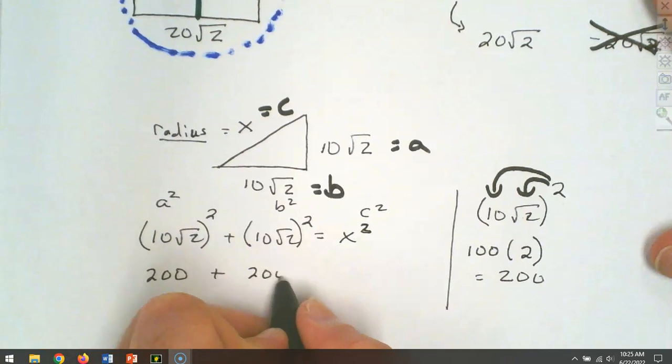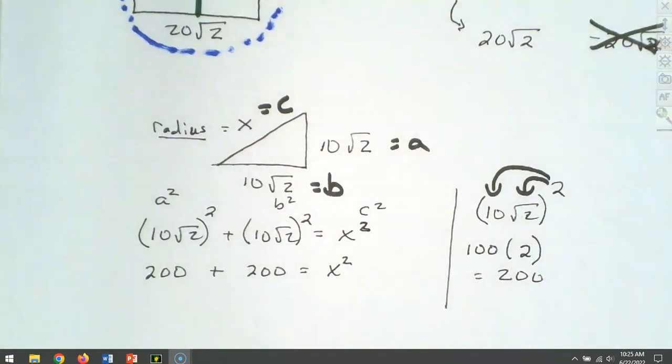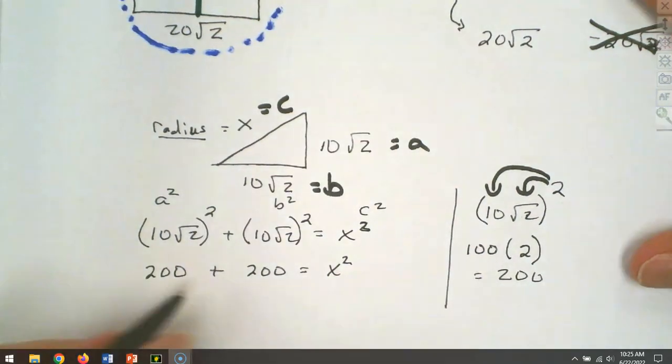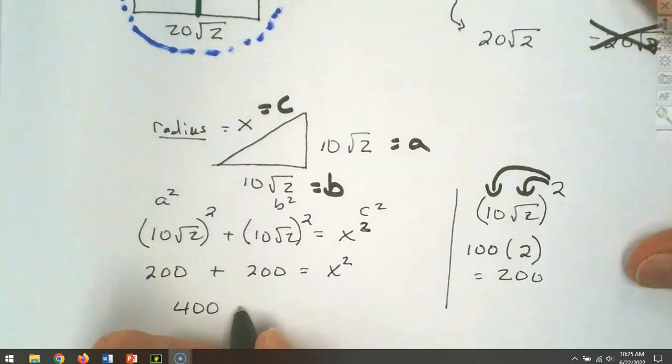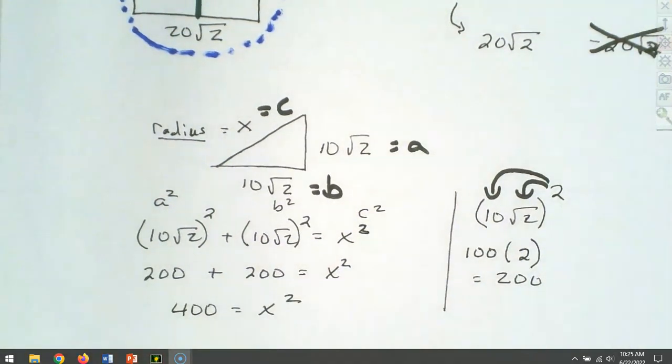Same thing over here again. Okay. Now we're done. We're almost finished. 200 and 200 makes 400. And how do we finish it? Has anyone got any ideas on how we finish it? How would we find our x here? What do we do?